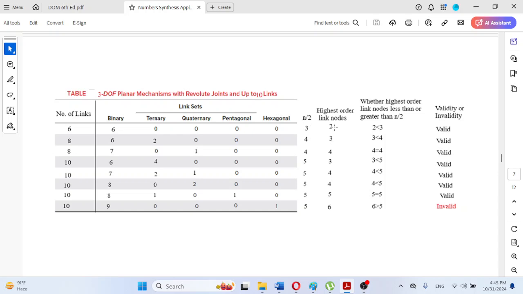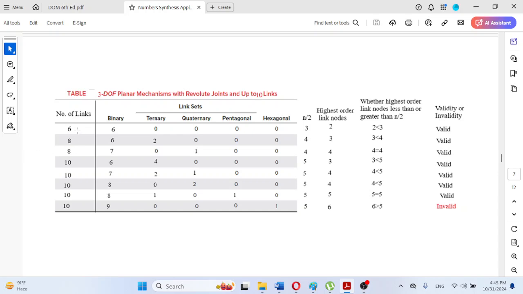So actually the rule is that the linkage is valid if the highest order link nodes are less than the half of the total number of links to be connected. So if the nodes in the highest order links are less than the half of the total count of the links, then the linkage is valid. So in this way, 2 is less than 3, so this is a valid linkage.